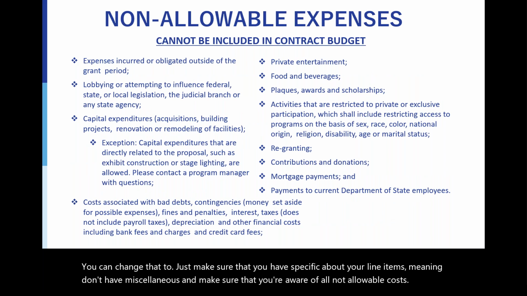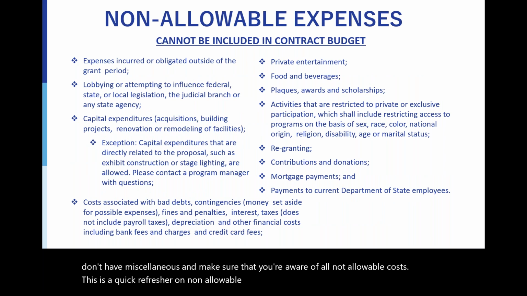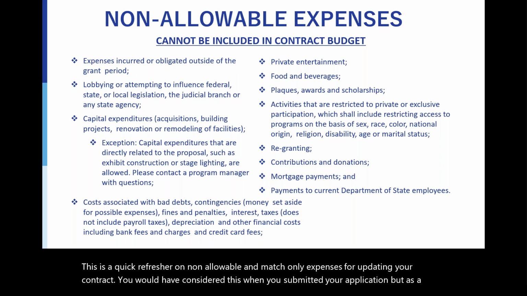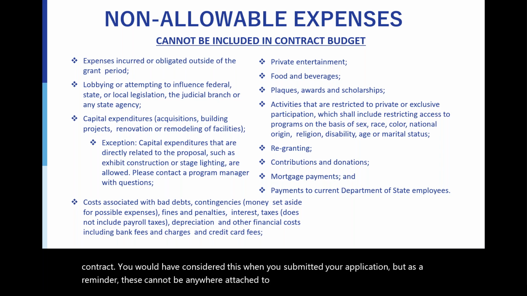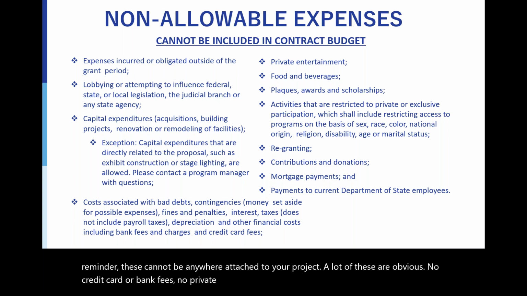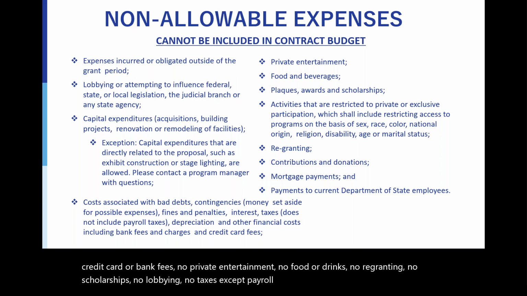This is a quick refresher on non-allowable and match-only expenses for updating your contract. You would have considered this when you submitted your application, but as a reminder, these cannot be anywhere attached to your project. A lot of these are obvious: no credit card or bank fees, no private entertainment, no food or drinks, no regranting, no scholarships, no lobbying, no taxes except payroll taxes. Those are fine.